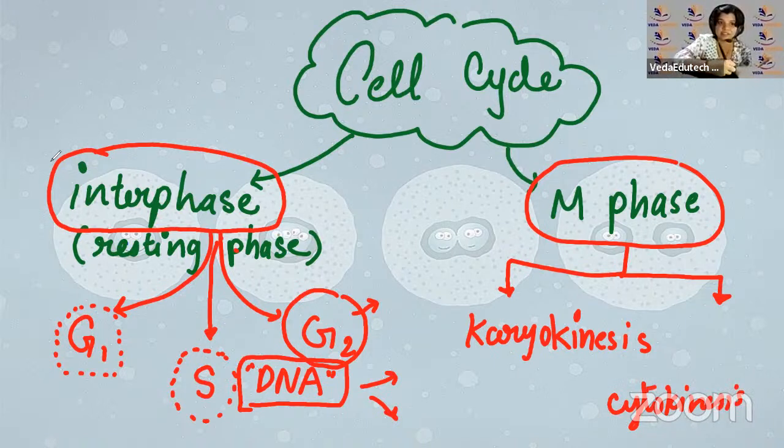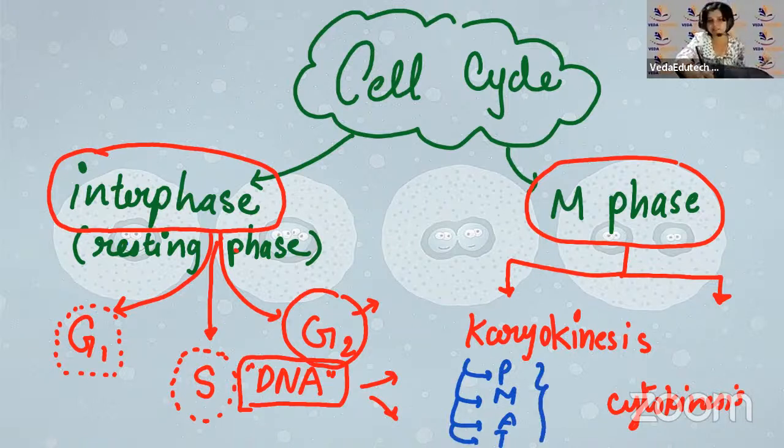Karyokinesis, as we will study, is also divided into four phases. And let's just do the names. We'll get more familiar with them over time. Prophase, metaphase, anaphase, and telophase. Don't worry about these. If the names seem weird, it's okay. You will get used to listening to these because we'll talk about them so many times.